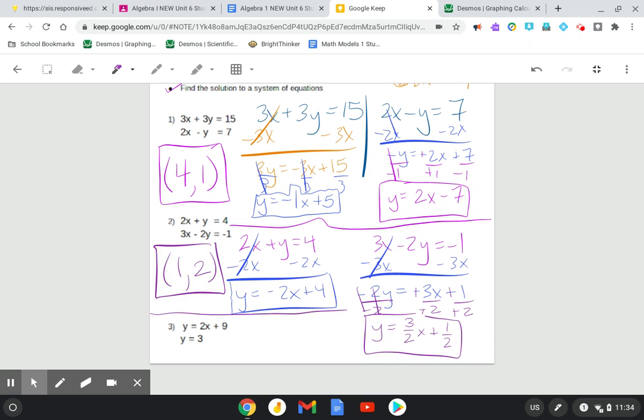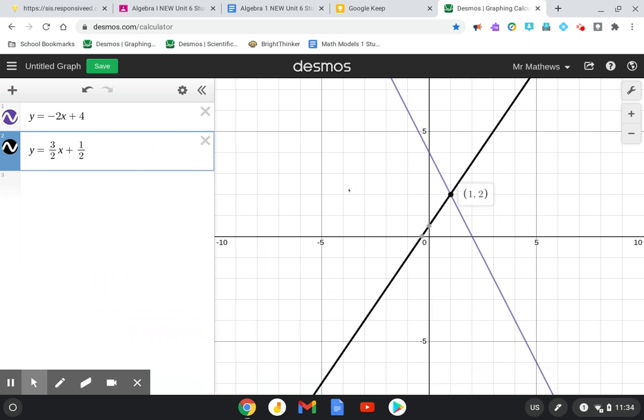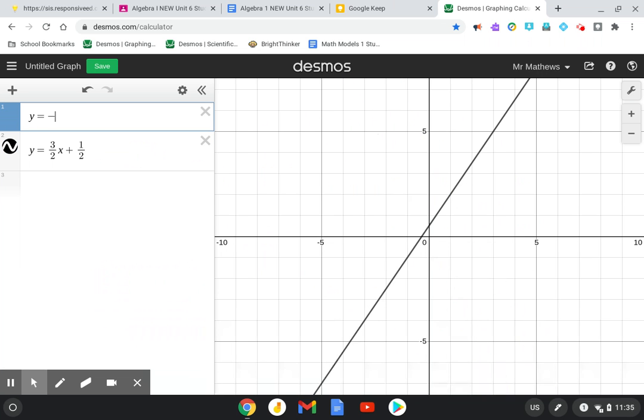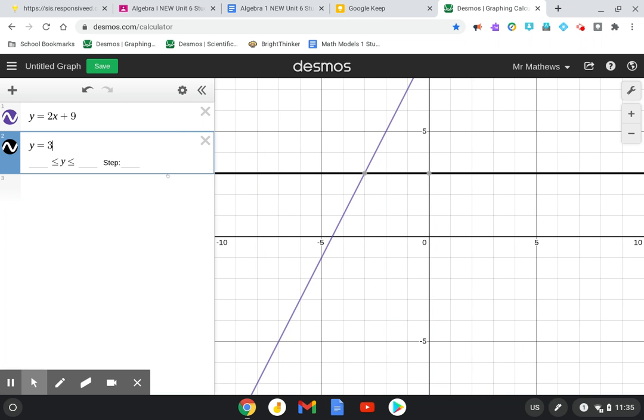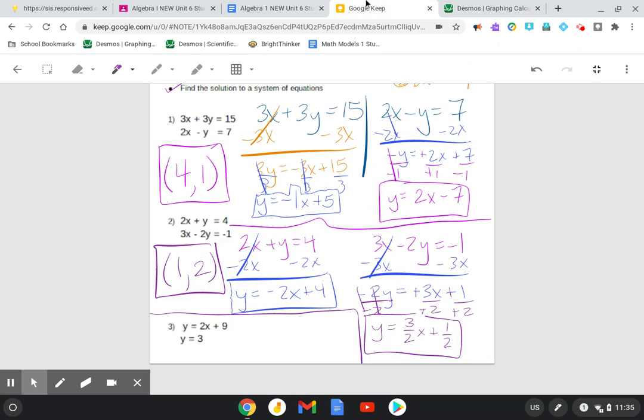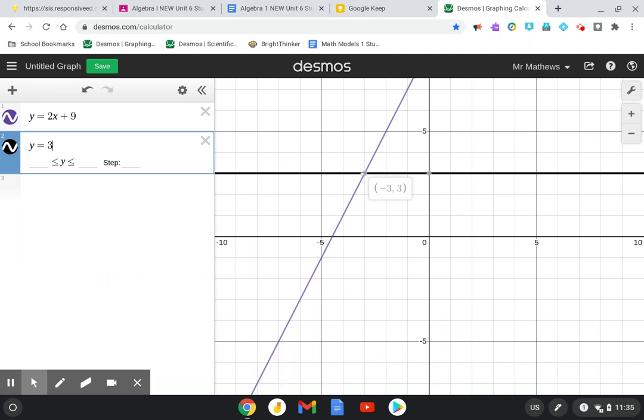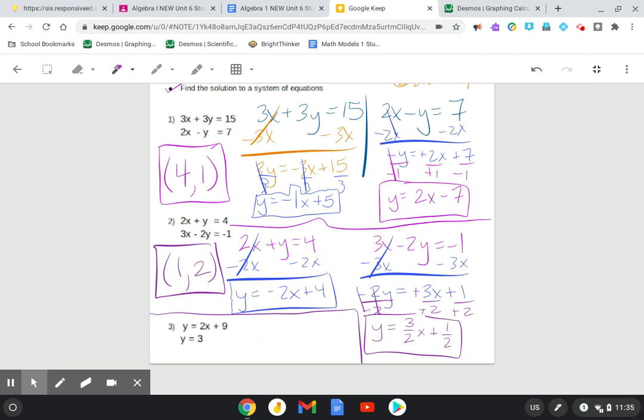Number 3 is already set up for us, so we don't really have to do anything except graph these. So we'll go in, 2x plus 9, and y equals 3 is the other one. Notice this one doesn't have an mx plus b form, it's just y equals 3. So we graph that, and we find the intersection point right there is negative 3, 3.